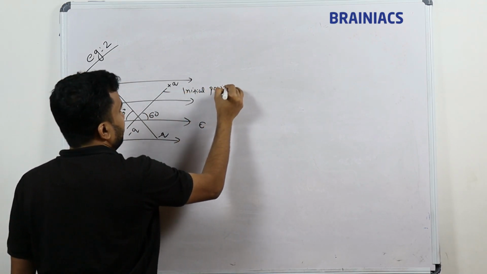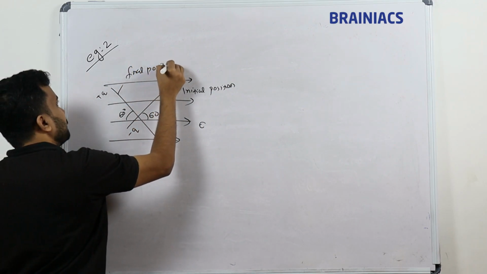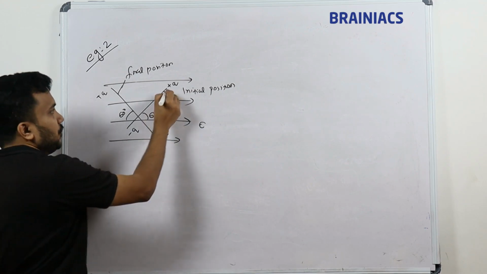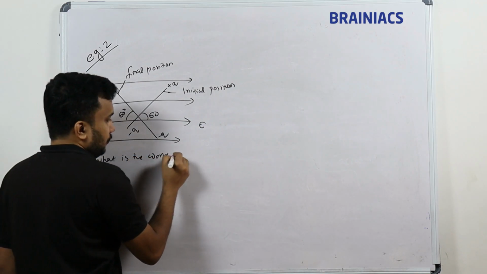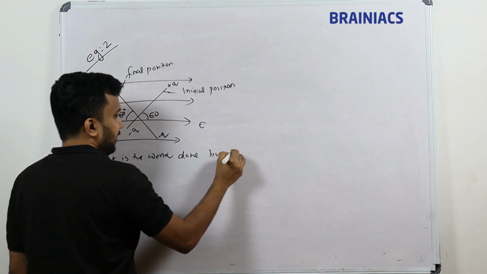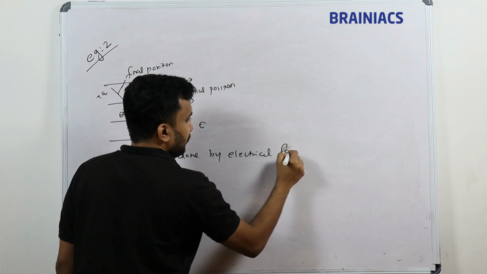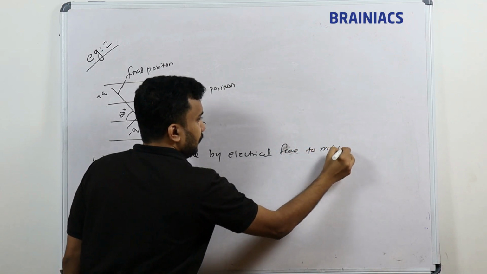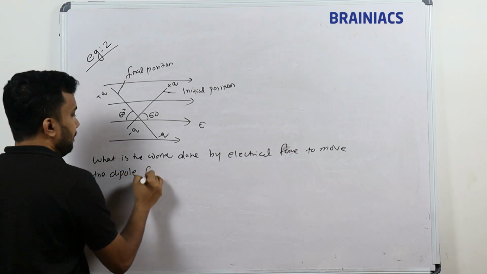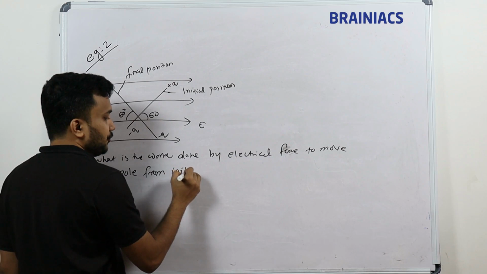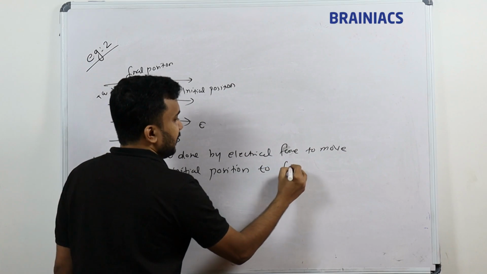And this is called the final position. Now the question to you is, what is the work done by the electrical force to move the dipole from the initial position to the final position?